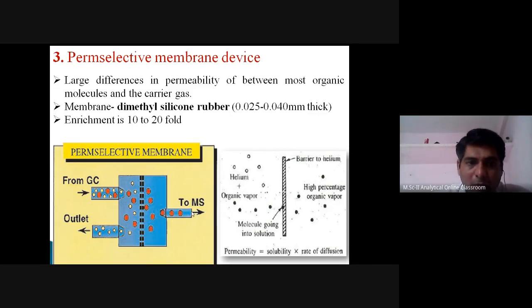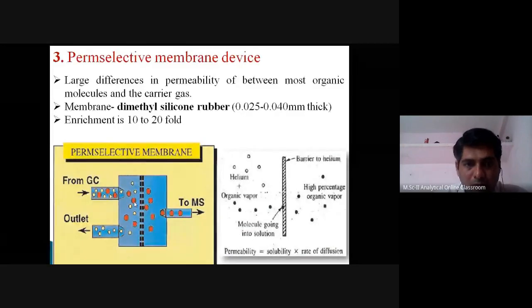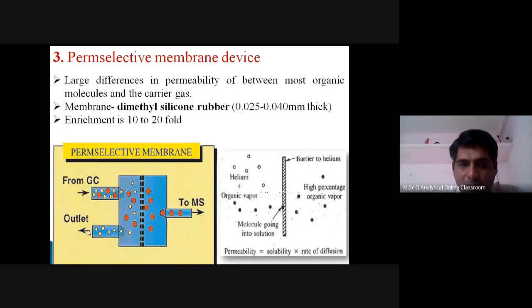Okay, so what will happen? Only the analyte or organic vapor will pass through this membrane, because this organic compound has good permeability as compared to the helium. This membrane will allow only analyte molecules to pass through it, and helium molecules will come here and will be taken away by the vacuum pump. Okay, so this way you can do the enrichment of the sample by using a membrane.